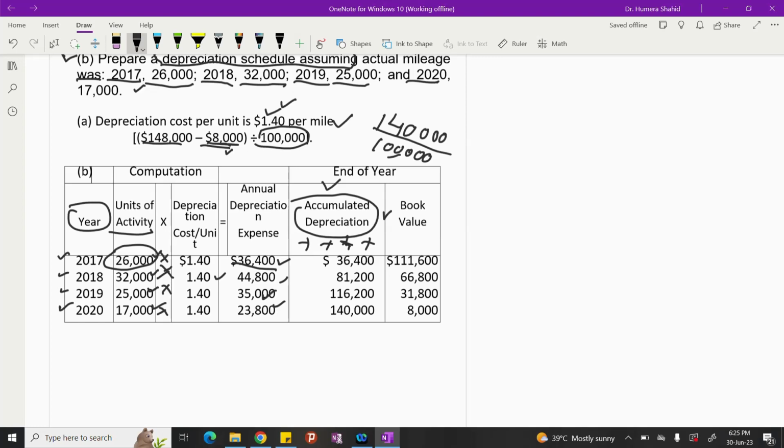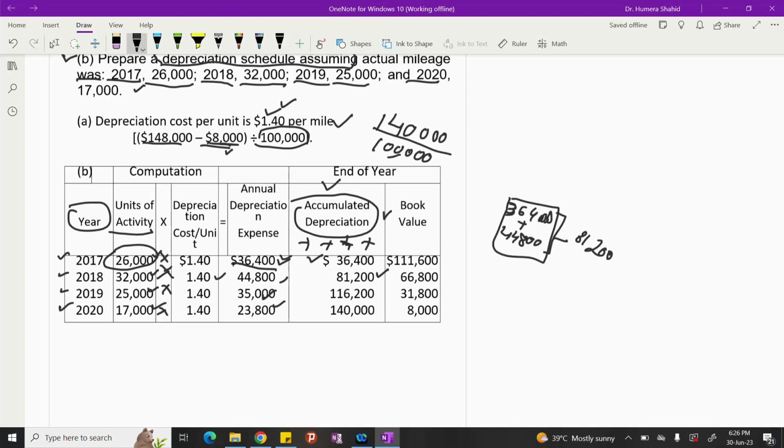So in the first year we do not have any opening accumulated depreciation, so the first year depreciation will be put into the basket of accumulated depreciation. Consider accumulated depreciation as a basket, okay? So first year depreciation comes here, which is 36,400. Then second year we have charged the depreciation of 44,800. So this 44,800 will also be added. So now accumulated depreciation has a total balance of 81,200. So this is what I write over here.